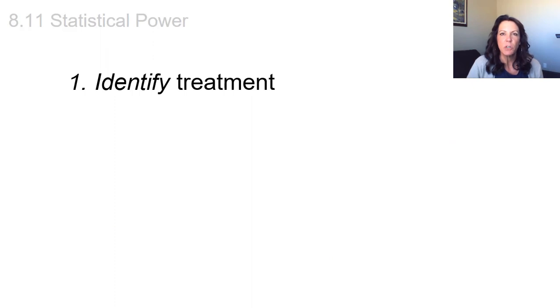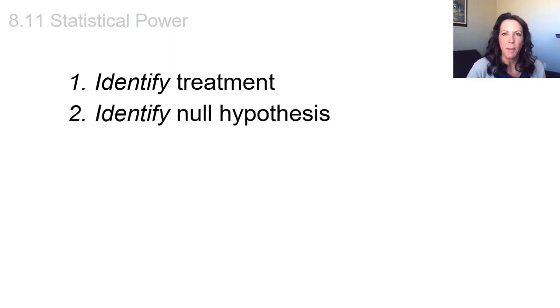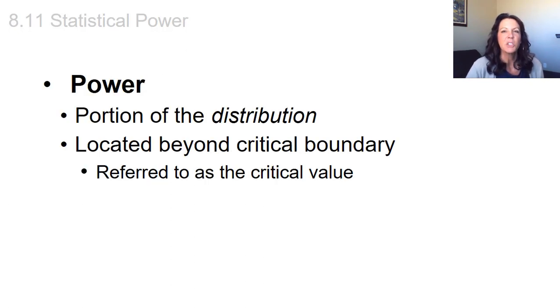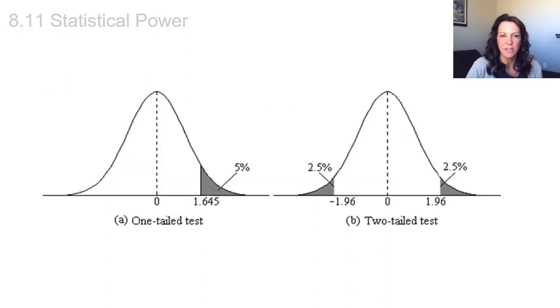So the first thing we're going to do when we're talking about power, we're going to identify the treatment. What is it that we are studying? We're going to identify the null hypothesis, and we're going to locate the critical region. And these things will help us to determine statistical power. So statistical power is the proportion of the distribution that is beyond the critical boundary. It's that shaded area that we've been talking about. We've been referring to it as the critical value or the critical region, the critical area. It's that shaded in portion of the distribution that we are considering for statistical significance.